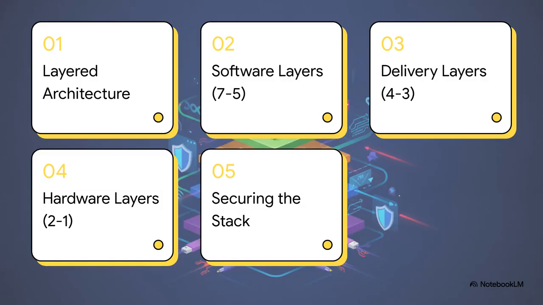Here's our game plan for today's top-down journey. First, we'll look at why layered architecture even matters. Then, we'll hit the software layers, 7 down to 5. Next up, the delivery layers, 4 and 3. After that, we drop down to the hardware layers, 2 and 1. And finally, we'll wrap it all up with securing the full stack.